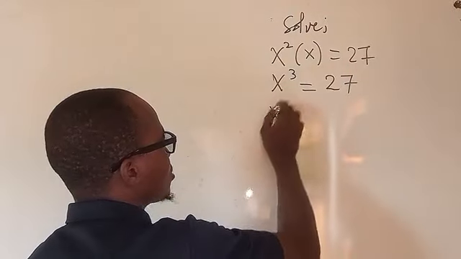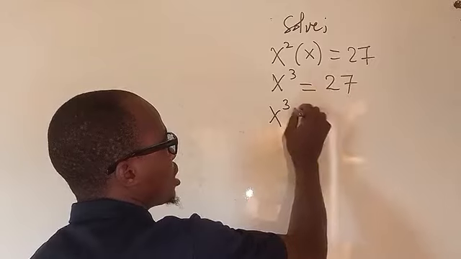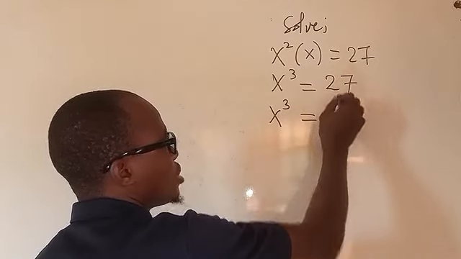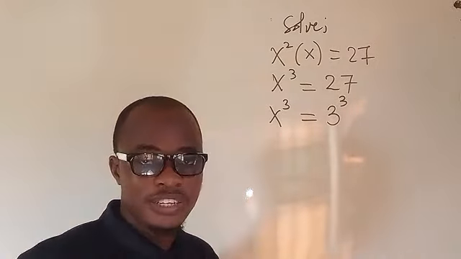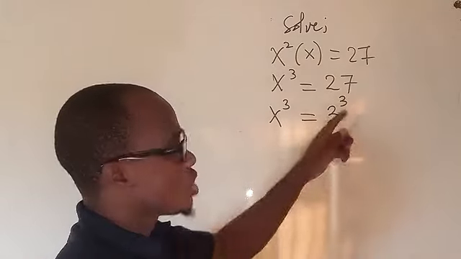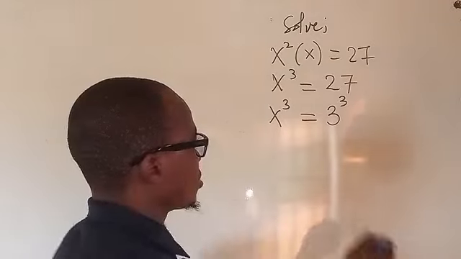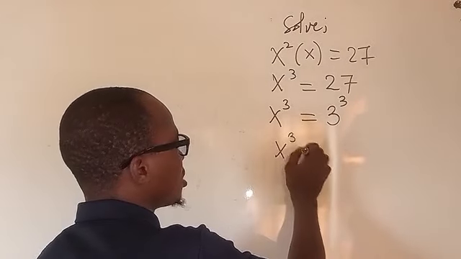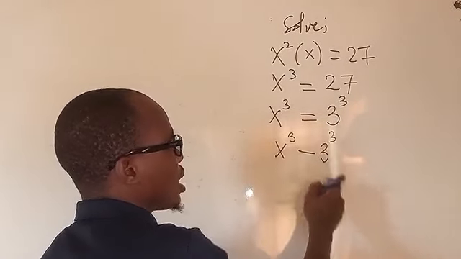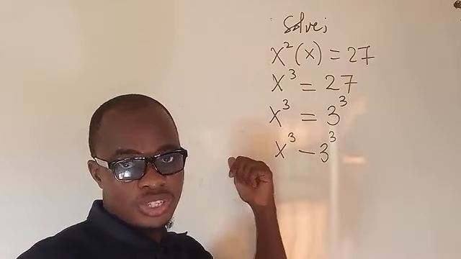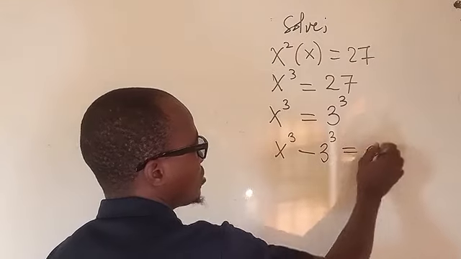Now we have x to the power of 3. I'm going to rewrite this 27 as 3 to the power of 3, because when 3 multiplies itself 3 times, we're going to have 27. So we have x to the power of 3 minus 3 to the power of 3. I transpose this from the right hand side to the left hand side, then we have 0.